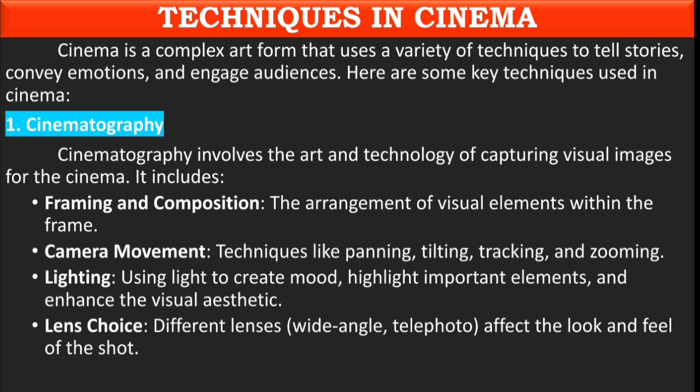Cinematography involves the art and technology of capturing visual images for the cinema. It includes framing and composition, the arrangement of visual elements within the frame. Camera movement: techniques like panning, tilting, tracking, and zooming. Lighting: using light to create mood, highlight important elements, and enhance the visual aesthetic. Lens choice: different lenses, wide angle, telephoto, affect the look and feel of the shot.